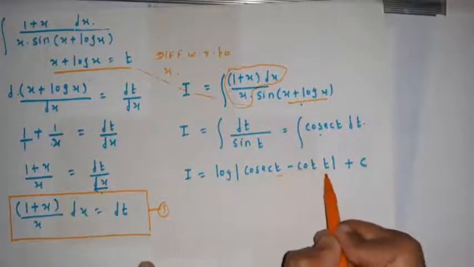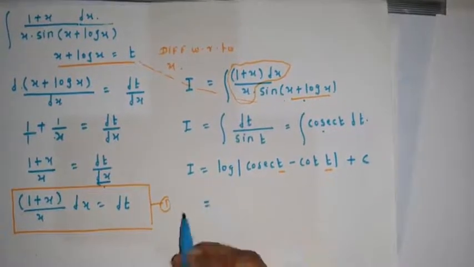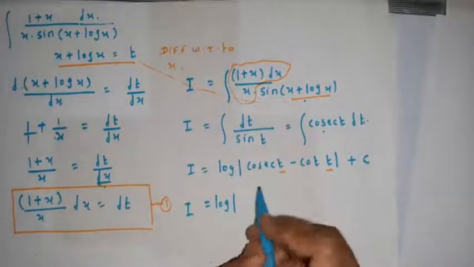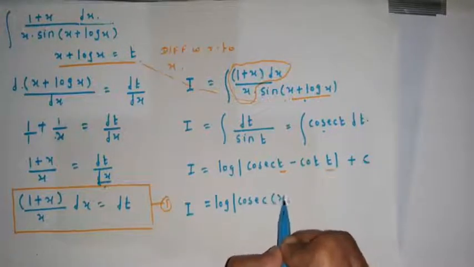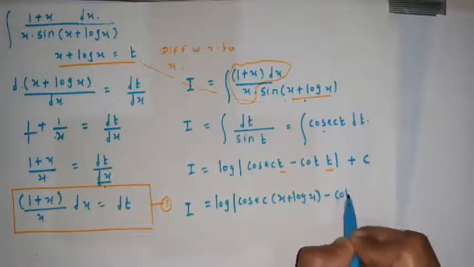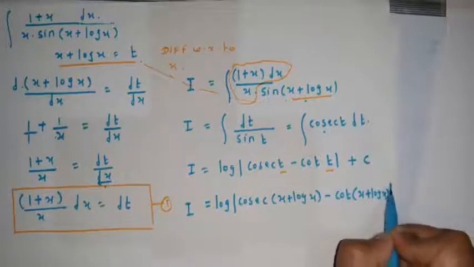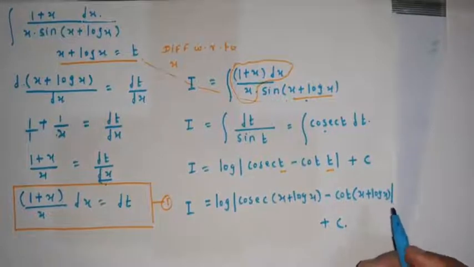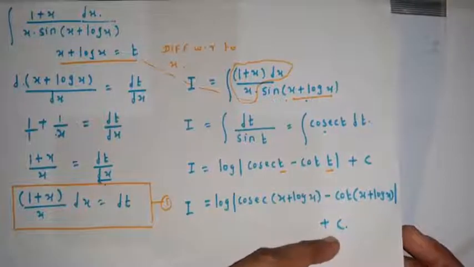Resubstitute the value of t. Hence I equals log of (cosec of (x + log x) minus cot of (x + log x)) plus constant of integration c. And in this way we have to solve the problems by using the substitution method.